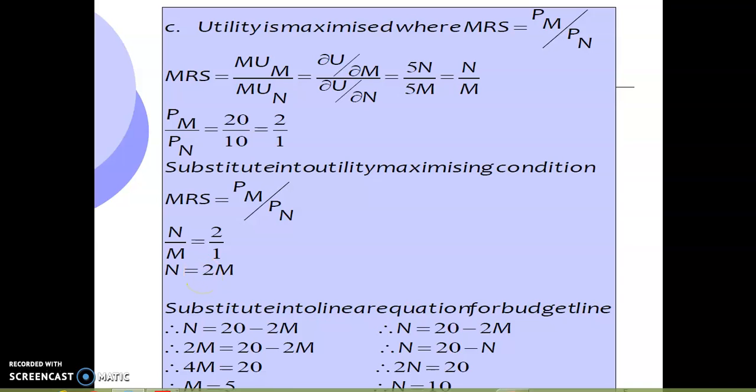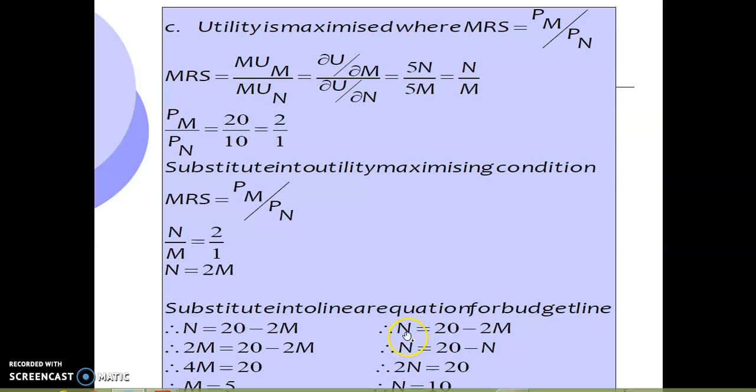So now we take this, and remember we want to find that point of tangency where the slope of your indifference curve is equal to the slope of your budget line. So we want to find what magazines and newspapers are equal to at that point. If we substitute n equal to 2m into the equation for your budget line, which we derived earlier, and solve, we take that 2m over, we get 4m equal to 20. Hence, m is going to be equal to 20 divided by 4, which is equal to 5.